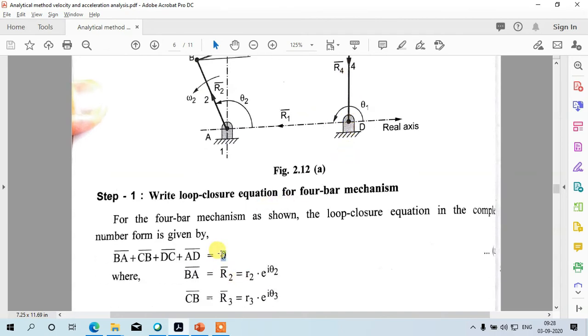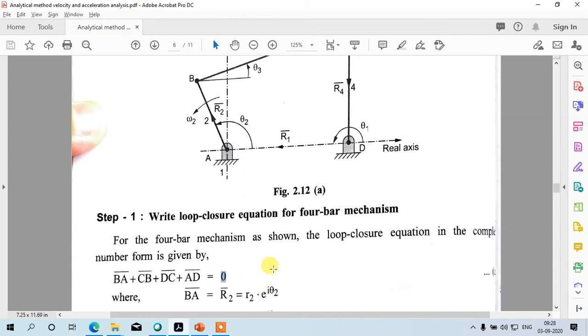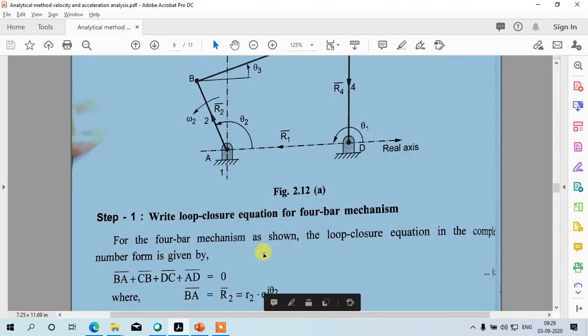which is equal to 0. And from the complex variable method we know that the position vector of any link is represented in this way: magnitude multiplied by unit vector. So the length of link number 2 is R2 into e raised to i theta 2. Link number 2 is associated with angle theta 2, so e raised to i theta 2.